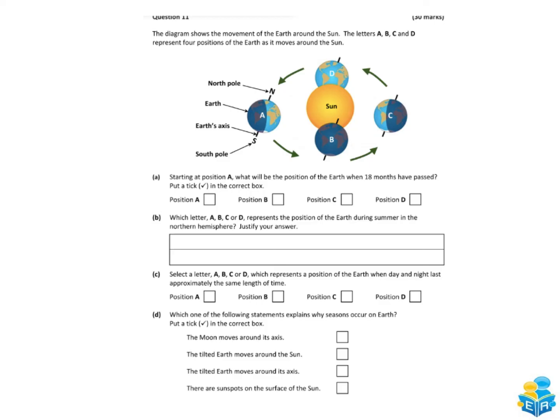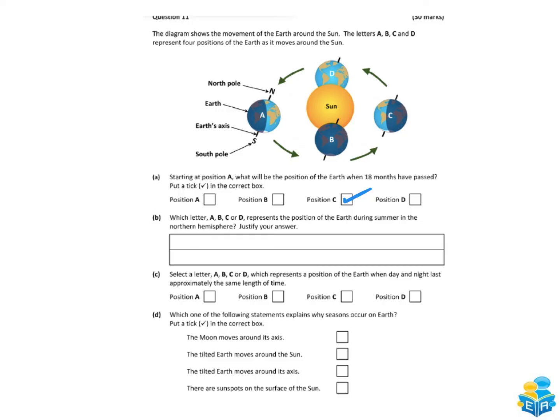The diagram shows the movement of the Earth around the Sun. The letters A, B, C and D represent 4 positions of the Earth as it moves around the Sun. Starting at position A, what will be the position of the Earth when 18 months have passed? So this happens once every 12 months. So this is going to be 3 months, 3 months, 3 months and 3 months. So in 12 months, it's going to be right back to where it started. So in half of 12 months, in half a year, it will be over here at position C.